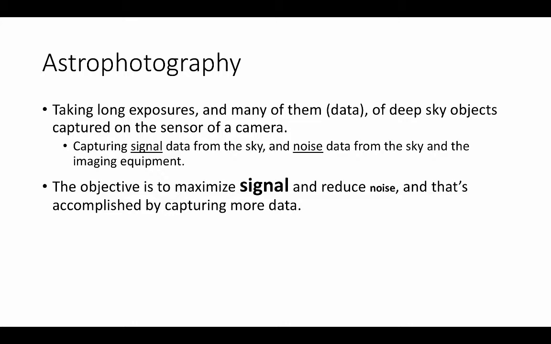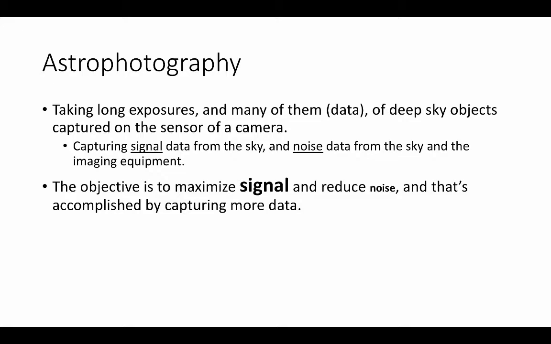A digital photo is just a file of data, and you need to collect as much data as possible. It's really about capturing signal. What you're after is a high signal to noise ratio. Every time you capture data, you're capturing signal data from the sky, and in that data is noise from the sky, like light pollution. There's also noise from the imaging equipment that you're using. So the objective is to maximize the signal and reduce the noise, and that's accomplished by capturing more and more data.